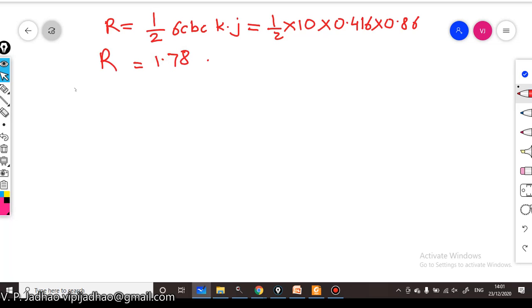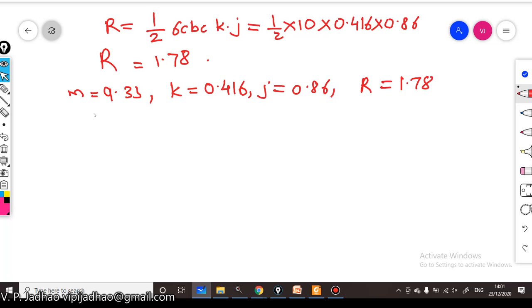So we have got m is equal to 9.33. The value of k was 0.416, then we have j is equal to 0.86, and finally R, we have got the value R is equal to 1.78.